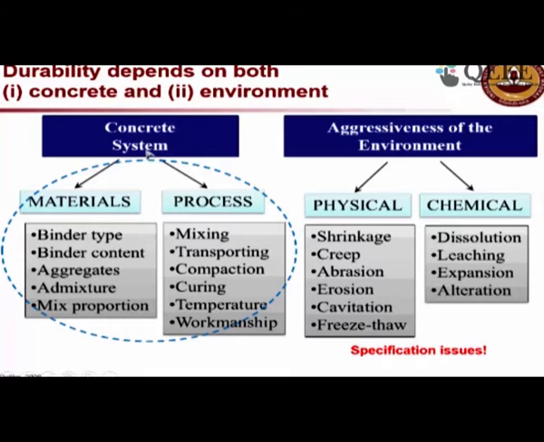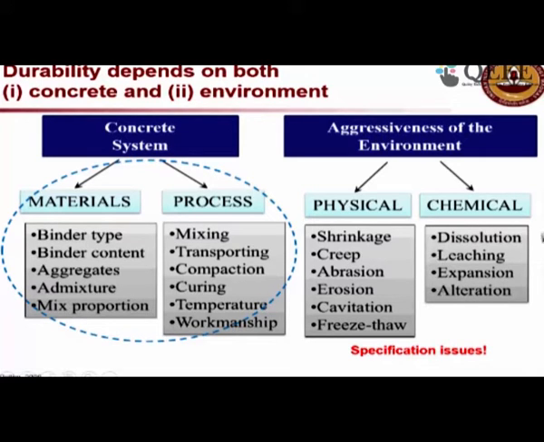Here on the left side we are talking more about the concrete by itself. On the right side we are talking about what can go wrong, or how the concrete can get affected because of the aggressiveness of the environment. For example, if you have a very dry environment and you don't have proper curing conditions at the site, then the concrete can experience significant shrinkage. Again, if the load conditions are too much compared to what is designed for, then you can have creep, abrasion, erosion. All these are dependent on the environmental conditions and load conditions.